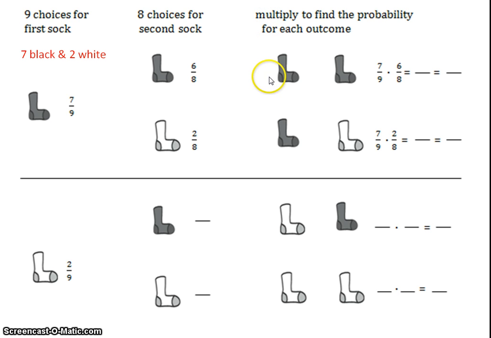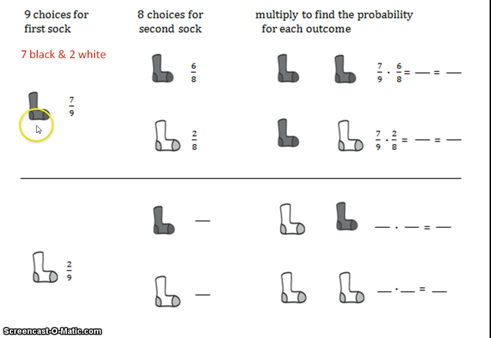Now, for the first choice being black and the second choice being black, we're going to multiply to find each of those outcomes. So we take the first probability of the black sock, which is 7/9. We're going to multiply that by the probability of the second sock being black, which is 6/8. We're going to multiply those together, write that product here, and then simplify that and write that simplified ratio right here. Please do that.